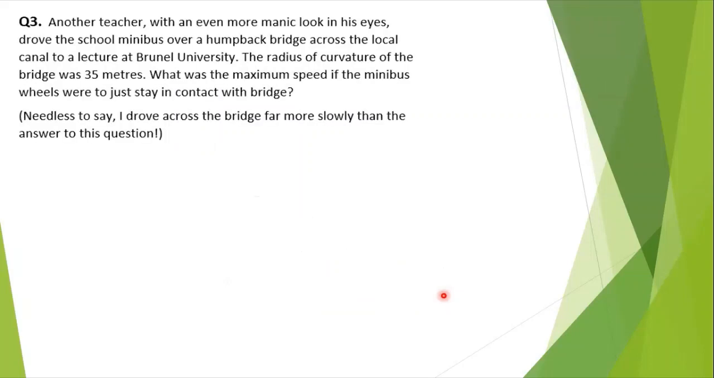Another teacher with an even more manic look in his eyes drove the school minibus over a humpback bridge across the local canal to a lecture at Brunel University. This was a few years ago. The radius of curvature of the bridge was 35 meters. What was the maximum speed if the minibus wheels were just to stay in contact with the bridge? And let's draw a diagram.